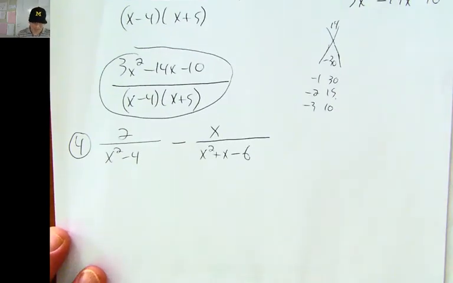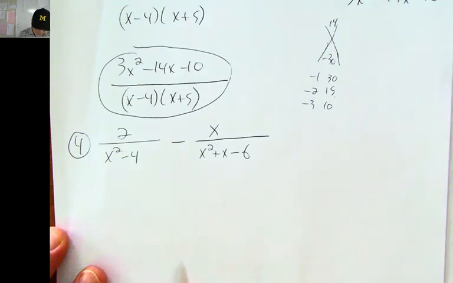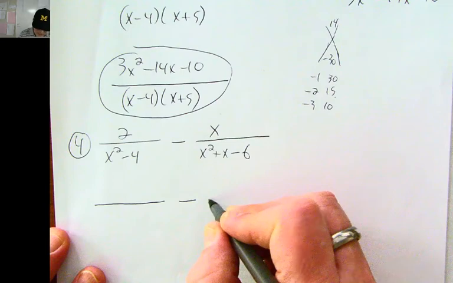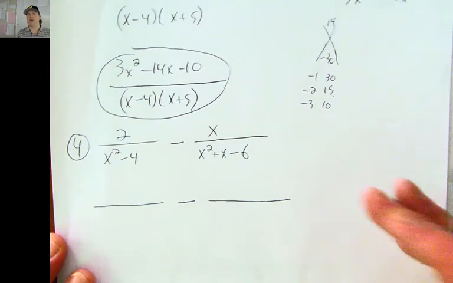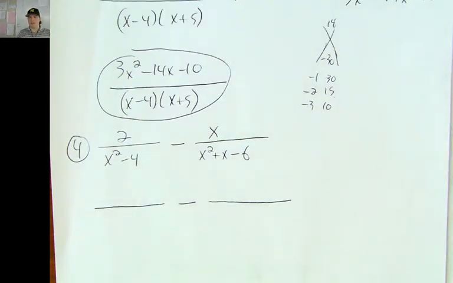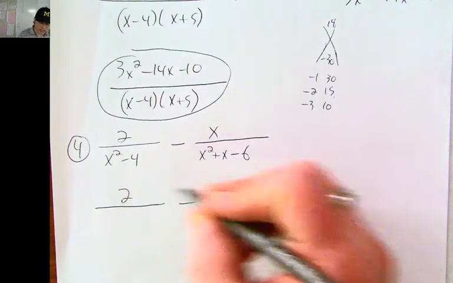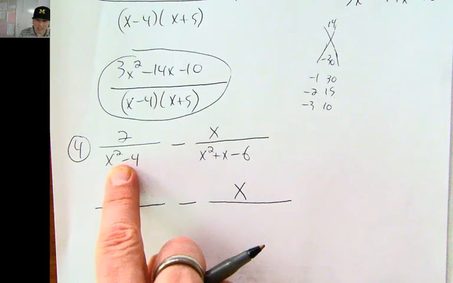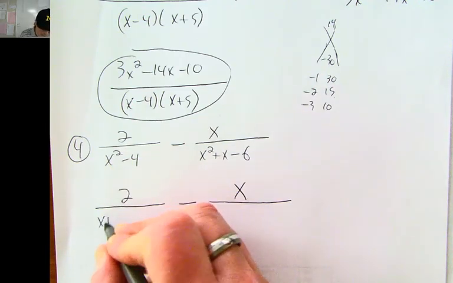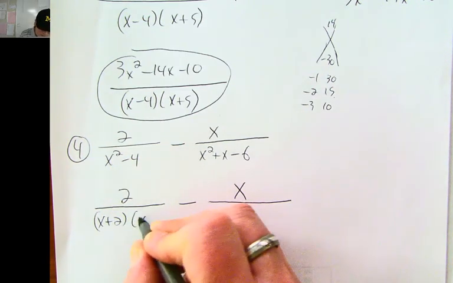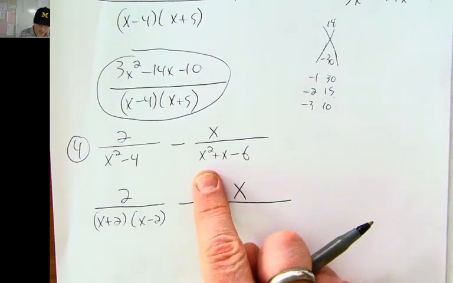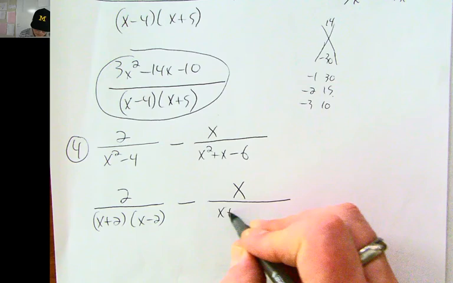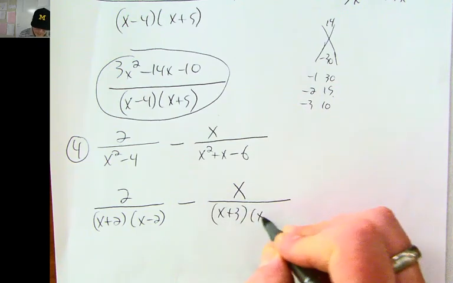All right, last example of today. First thing I want to do, this is a lot like example number 2, really. First thing I want to do is factor the two denominators and see what the other fraction is missing. x squared minus 4, that's x plus 2 and x minus 2. x squared plus x minus 6, that is x plus 3 and x minus 2.